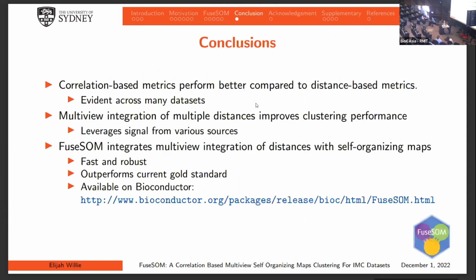Just to conclude, we've shown that correlation-based matrices do well for clustering data, especially with this kind of data, and by integrating multiple distances, you can actually improve performance. FuseSOM has integrated all these ideas into an easily accessible package, it's been accepted onto Bioconductor, and it's available now for you to try.